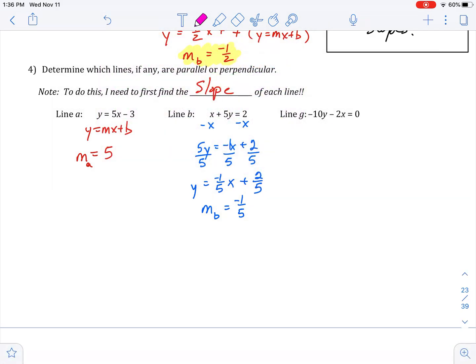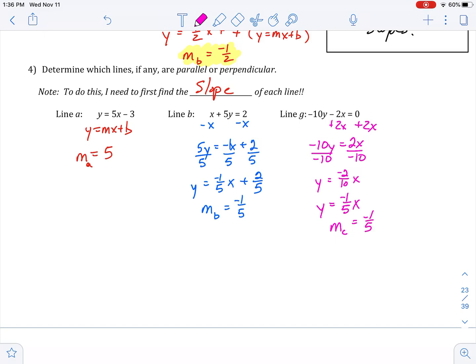And last but not least here, we're going to add over 2x. Divide by -10. Simplify -2/10, and that is going to be -1/5 times x. Slope of this one here is -1/5.